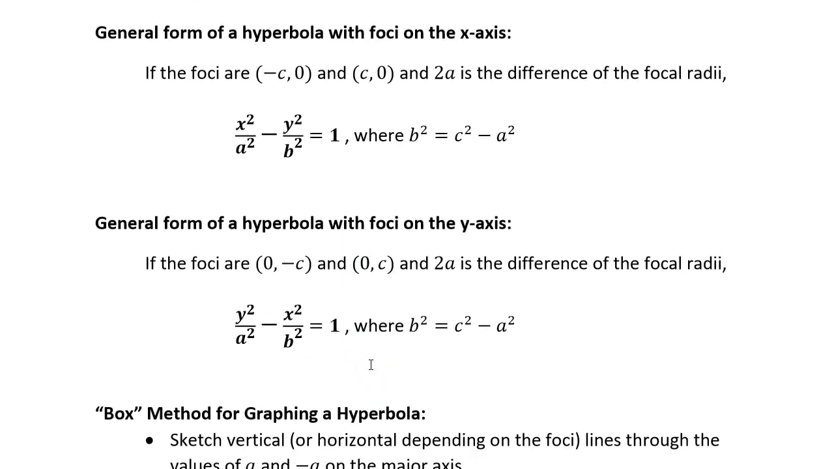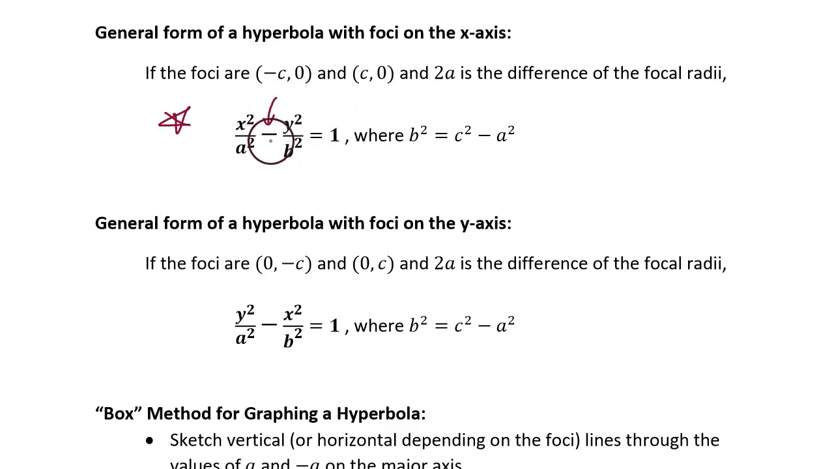So we looked at a specific hyperbola that actually had numbers. Now let's look at the general forms. When the foci are on the x-axis, here's the general form. The x squared term will be written first, and there will be some kind of denominator. The y squared term will be written second, and it'll have some kind of denominator. There'll be a 1 on the right side, and there will be a minus sign.